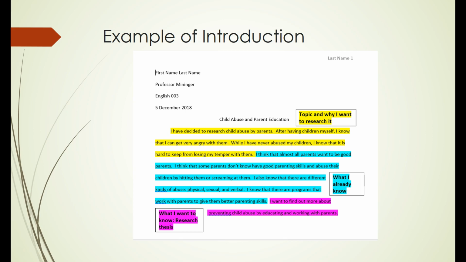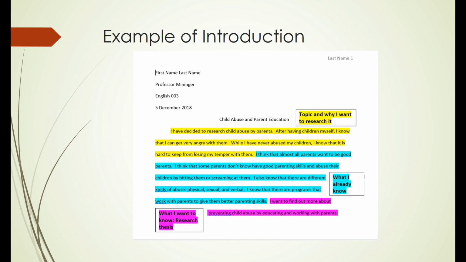Then I go on. This is what I know. I think almost all parents want to be good parents. I think some parents don't know or have good parenting skills and abuse their children by hitting them or screaming at them. I also know that there are different kinds of abuse: physical, sexual, verbal. I know that there are programs that work with parents to give them better parenting skills. So that's the part that I already know. And then finally, what is my research question? What is my thesis? I want to find out more about preventing child abuse by educating and working with parents. So that is as simple as my introduction is.